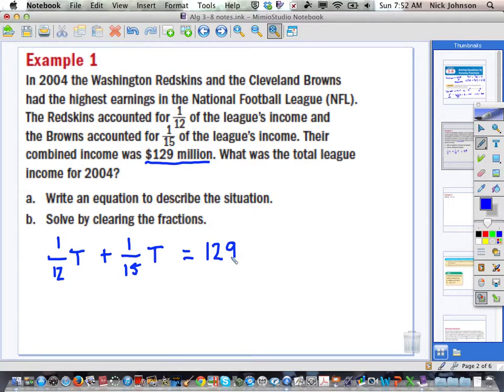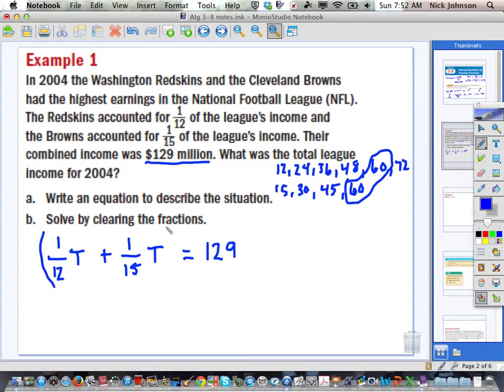Now, here's what we want to do. We want to clear fractions. So we have to find multiples of 12 and 15. Multiples of 12 are 12, 24, 36, 48, 60, 72. Multiples of 15 are 15, 30, 45, 60. We just found a common multiple. So I'm going to multiply each side by 60. Whatever I do to one side, I do to the other side.